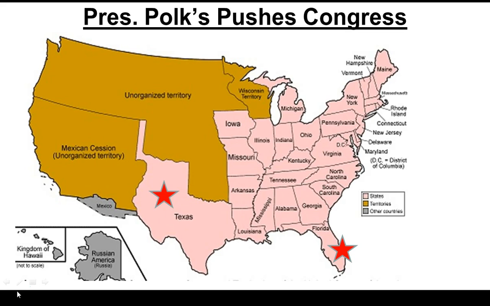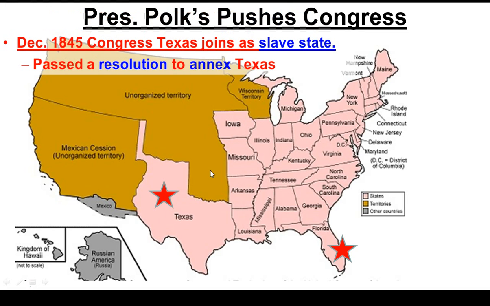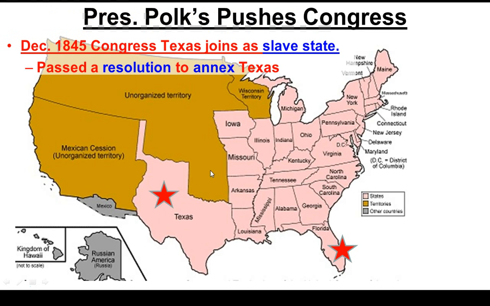Mr. Polk, 1844 election, becomes president, Democrat, expansionist, pushing for expansion into Oregon, also has visions on Texas as well as California here in the future. Once his first year of office gets going, he is going to push Congress to join Texas as a slave state in December 1845. This is done by a congressional resolution, annexation.